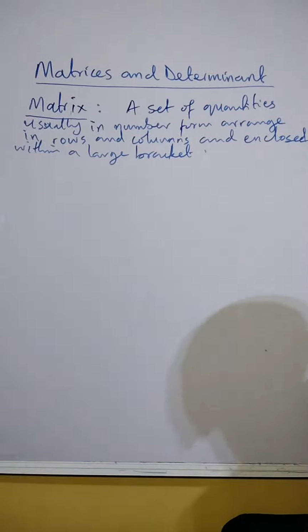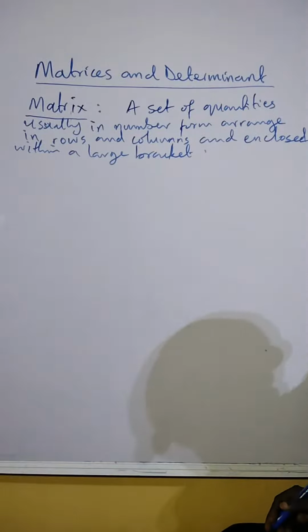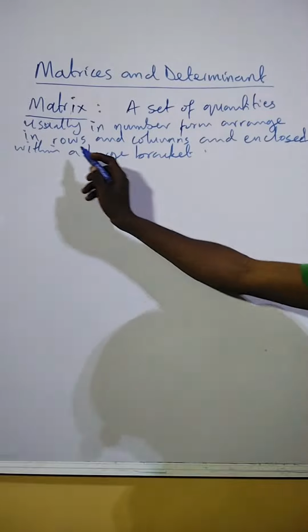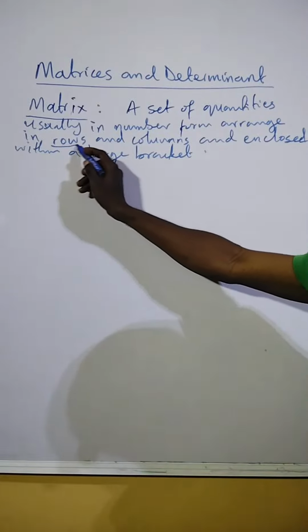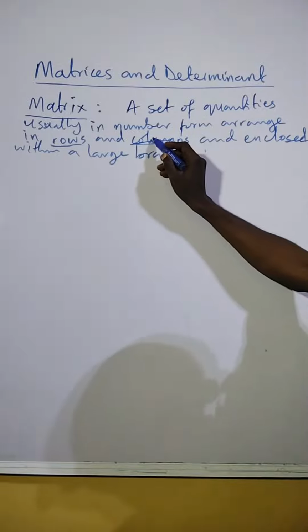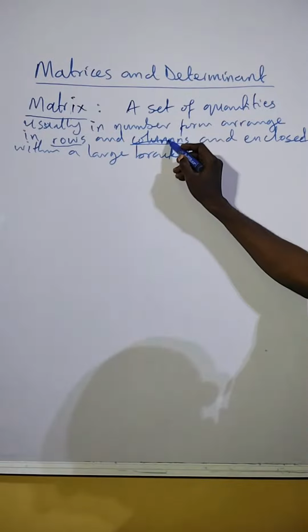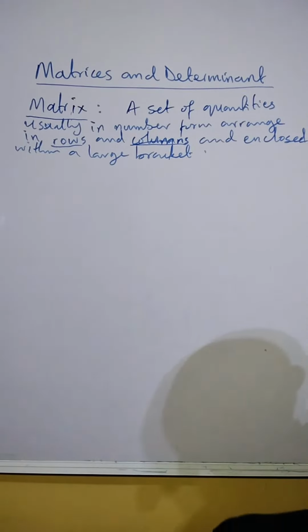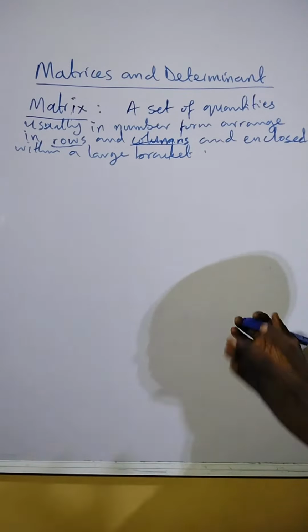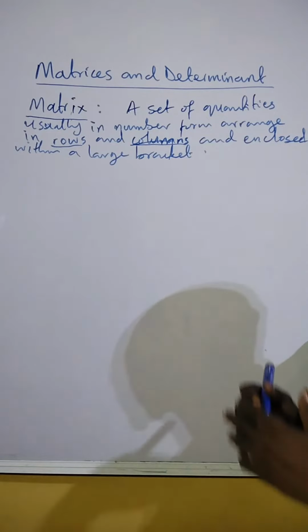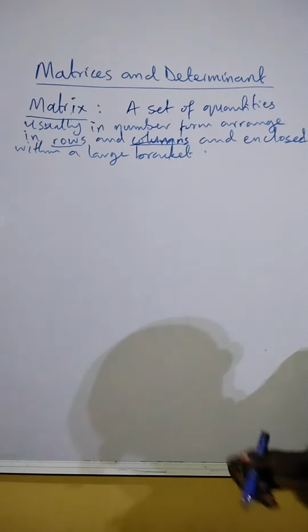So here we have the definition for matrix. A set of quantities, usually numbers, arranged in rows and columns. So the keywords there are row, column, and enclosed. It's usually arranged in rectangular form, actually. So it has rows, columns, and is enclosed in a bracket.